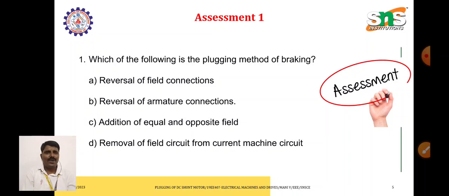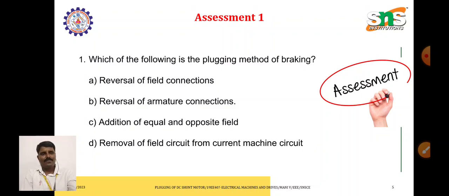This is assessment one. Can you say the answer? Which of the following is the plugging method of braking? A, reversal of field; B, reversal of armature; C, addition of equal and opposite field; D, removal of field circuit from the machine circuit. Which one is the correct one for the plugging method?